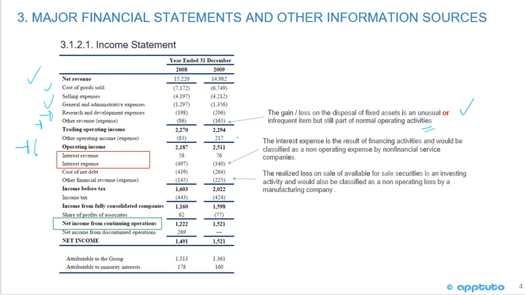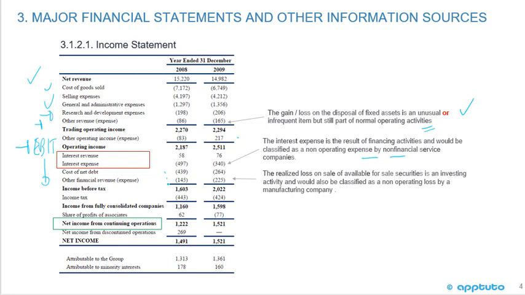That is often called EBIT, earnings before interest and taxes, because what comes below, you can see the first items below is interest revenue and expenses. So I've written here, interest expense is the result of financing activities and would be classified as non-operating expense by non-financial service companies. So that's very important to understand, is that interest revenue or expenses is not included in operating income. It's below operating income. And then we have the cost of net debt. Again, that's a financing decision, so it's not part of operating.